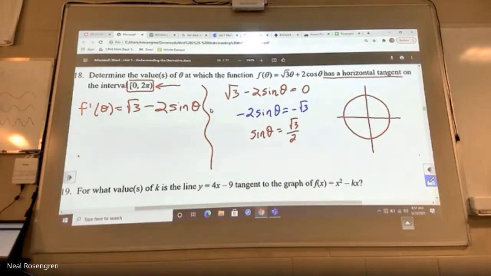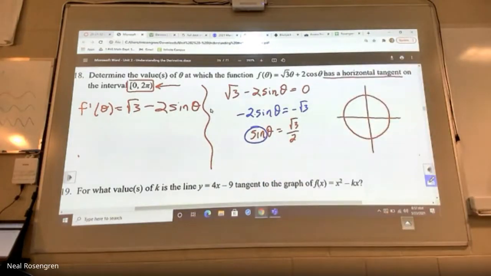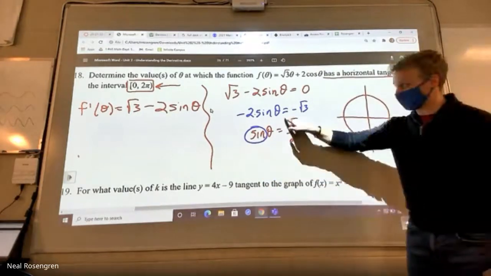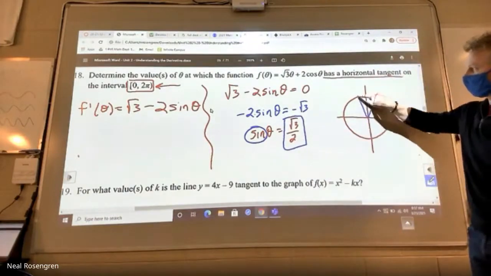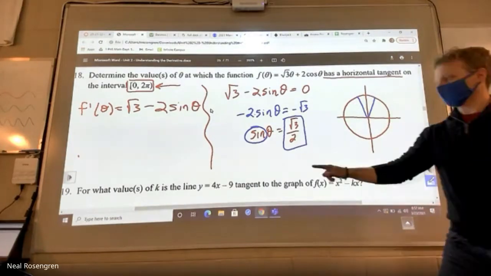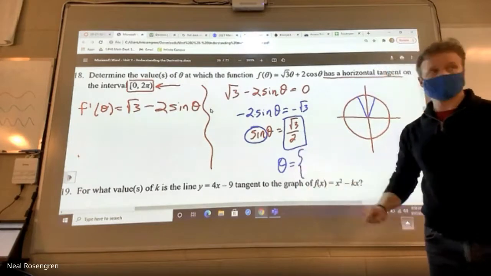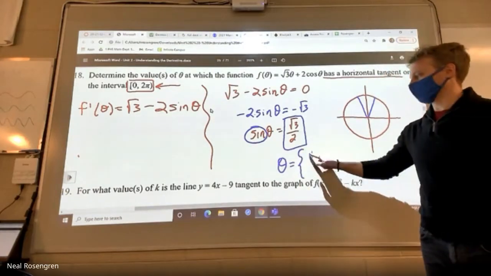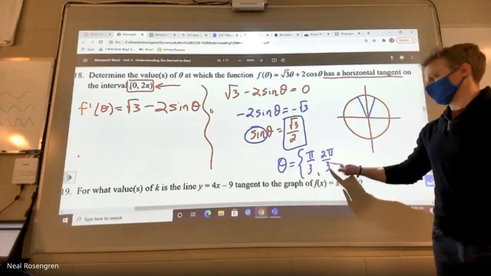Right? All right, so sine. Is that X or Y values? We want the Y values from the unit circle that have this as their Y values. There and there. What are those two spots? Pi over 3 and 2 pi over 3. There they are. Done.